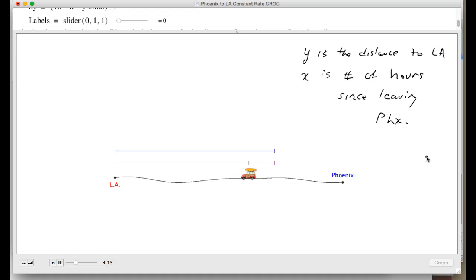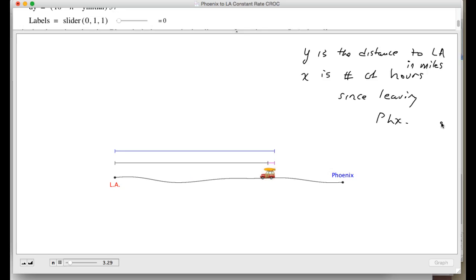Okay. So y is the distance to LA, x is the number of hours since leaving Phoenix. Here are three quantities: distance represented by a blue segment, distance represented by a black segment, and distance represented by a pinkish purple segment. Which one of those is y? Black. People are saying black in the front. The black is y. Agree? Yes.